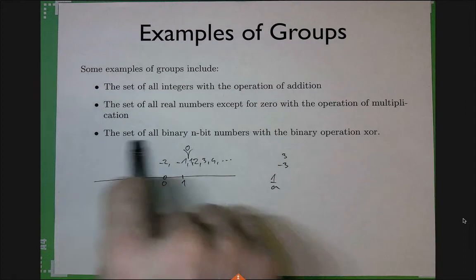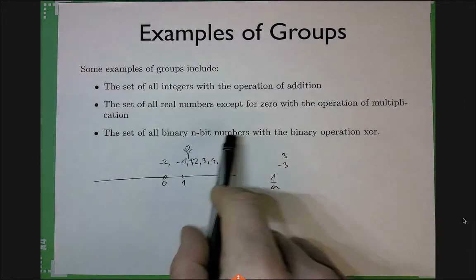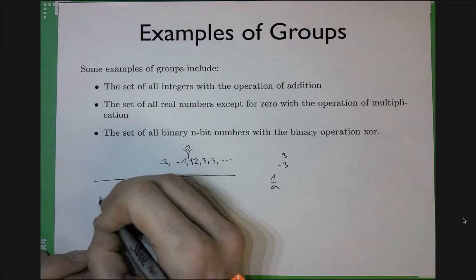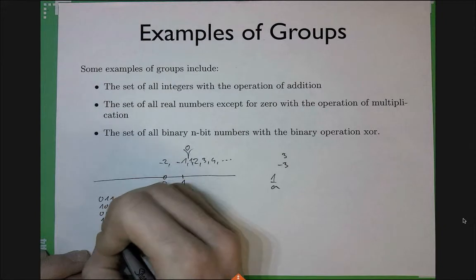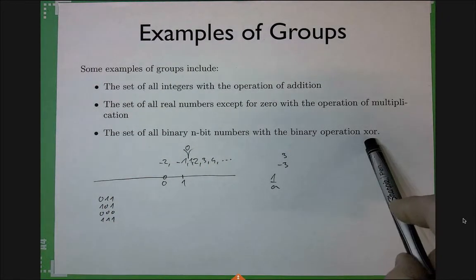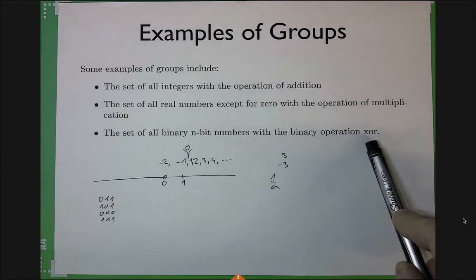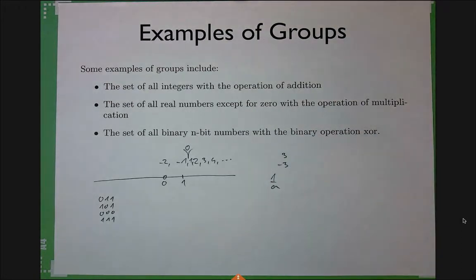The third one is a little more exotic. If you take all binary n-bit numbers, so for example 3-bit numbers like this, or this, or this, and you take the XOR exclusive OR operation, you know XOR? No? Like AND, OR, XOR, huh?